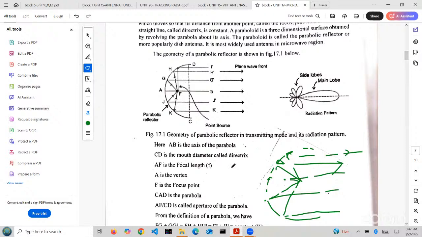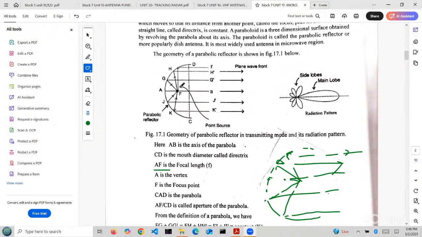AB is the axis of the parabola. What is CD? CD is the diameter of the parabola, called the diatrix. Next, AF is the focal length. A is the vertex. F is the focus point. What is CAD?